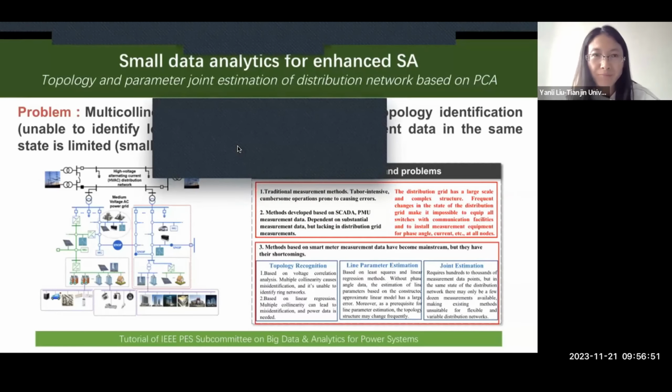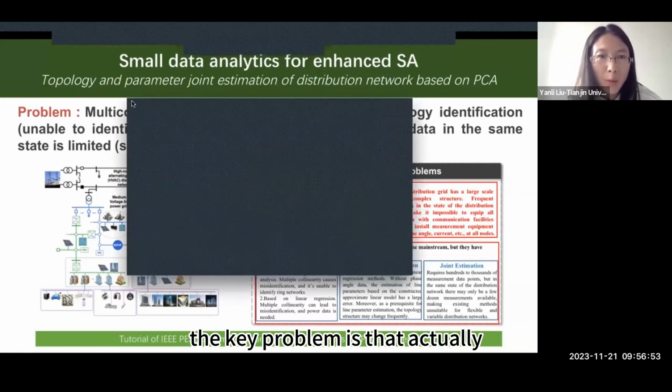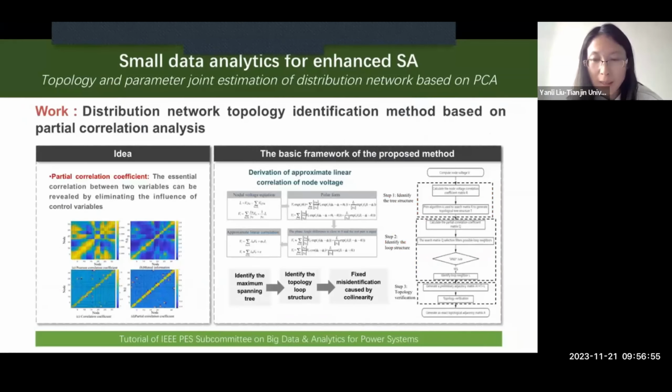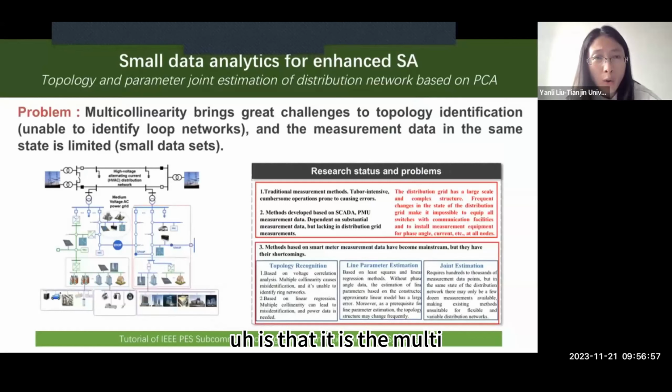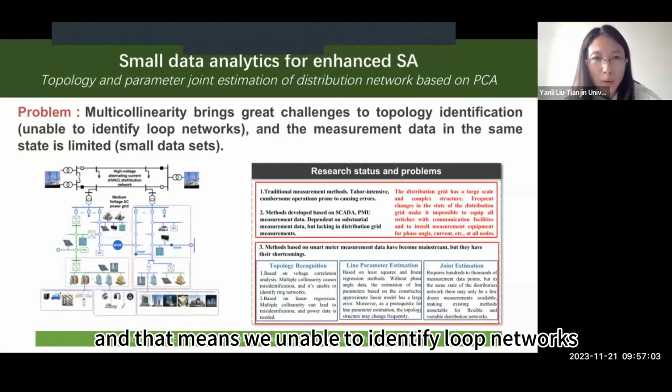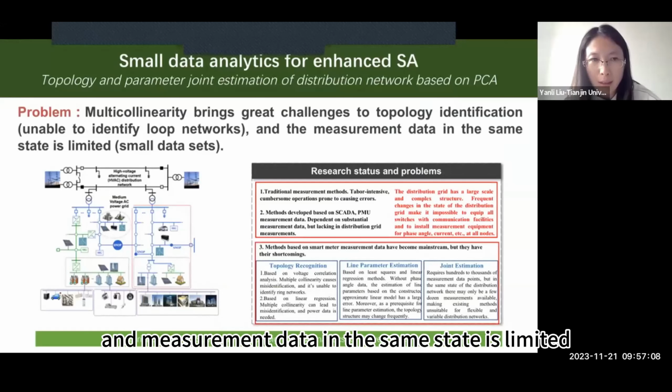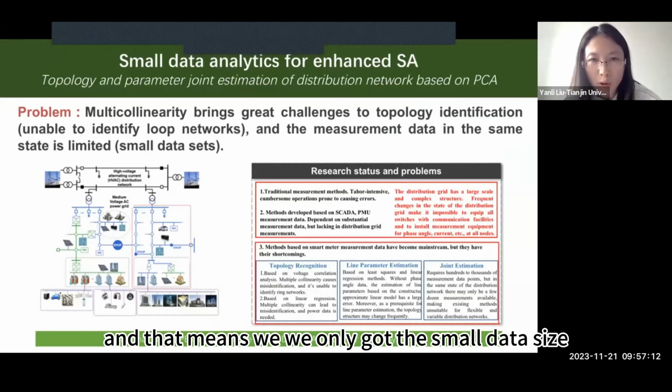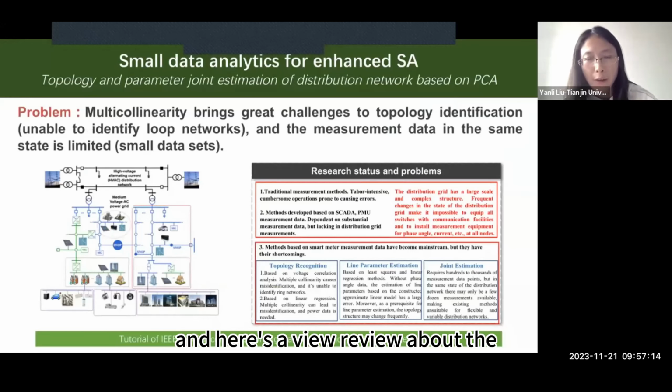So actually the key problem is that multi-collinearity brings challenges to topology identification. That means we are unable to identify loop networks, and the measurement data in the same state is limited. That means we only have a small data size. And here's a review of the current research status and problems.